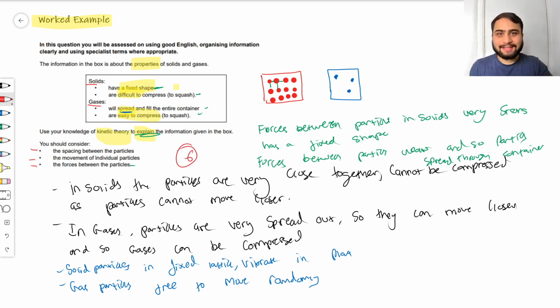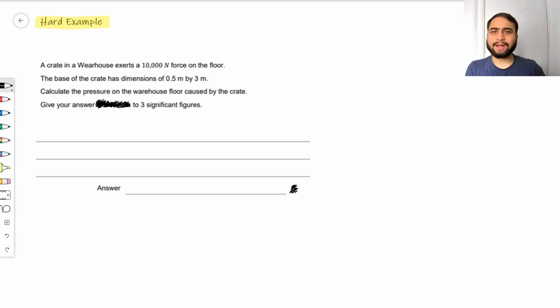Now, as always, you can see in physics, if you work through logic step by step, a very hard question suddenly seems quite easy and straightforward. Okay, so now let's have a look at a harder example. As always, we're going to go through and highlight all of our keywords. So, a crate in a warehouse exerts a 10,000 Newton force on the floor. The base of the crate has dimensions of 0.5 meters by 3 meters. Now, calculate the pressure on the warehouse floor caused by the crate. Give your answer to 3 significant figures. Alright, so let's do that.